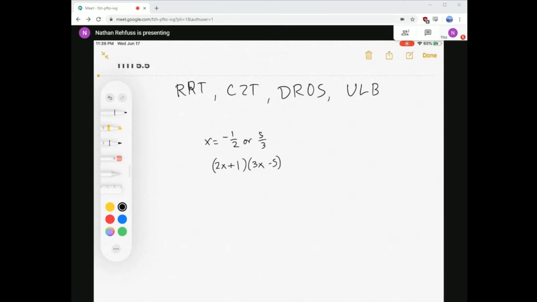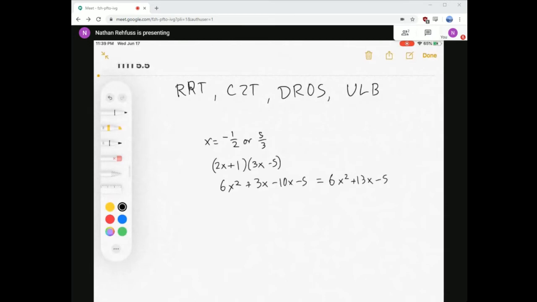So if I want to know what the polynomial is, all I got to do is FOIL. Okay. 2x times 3x is 6x squared. Then 3x times 1 is inside. Outside is -10x, and last is -5. So this is 6x squared plus 13x - 5.